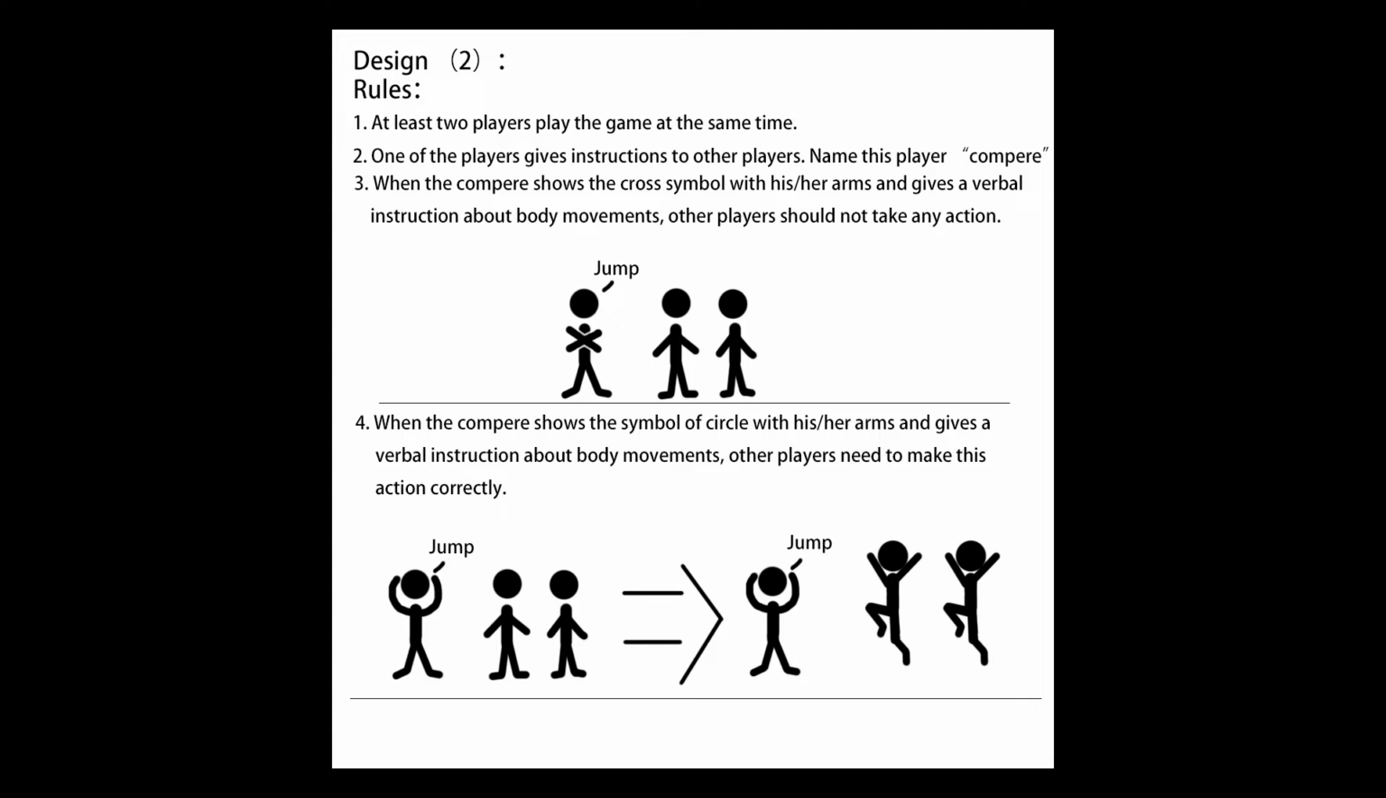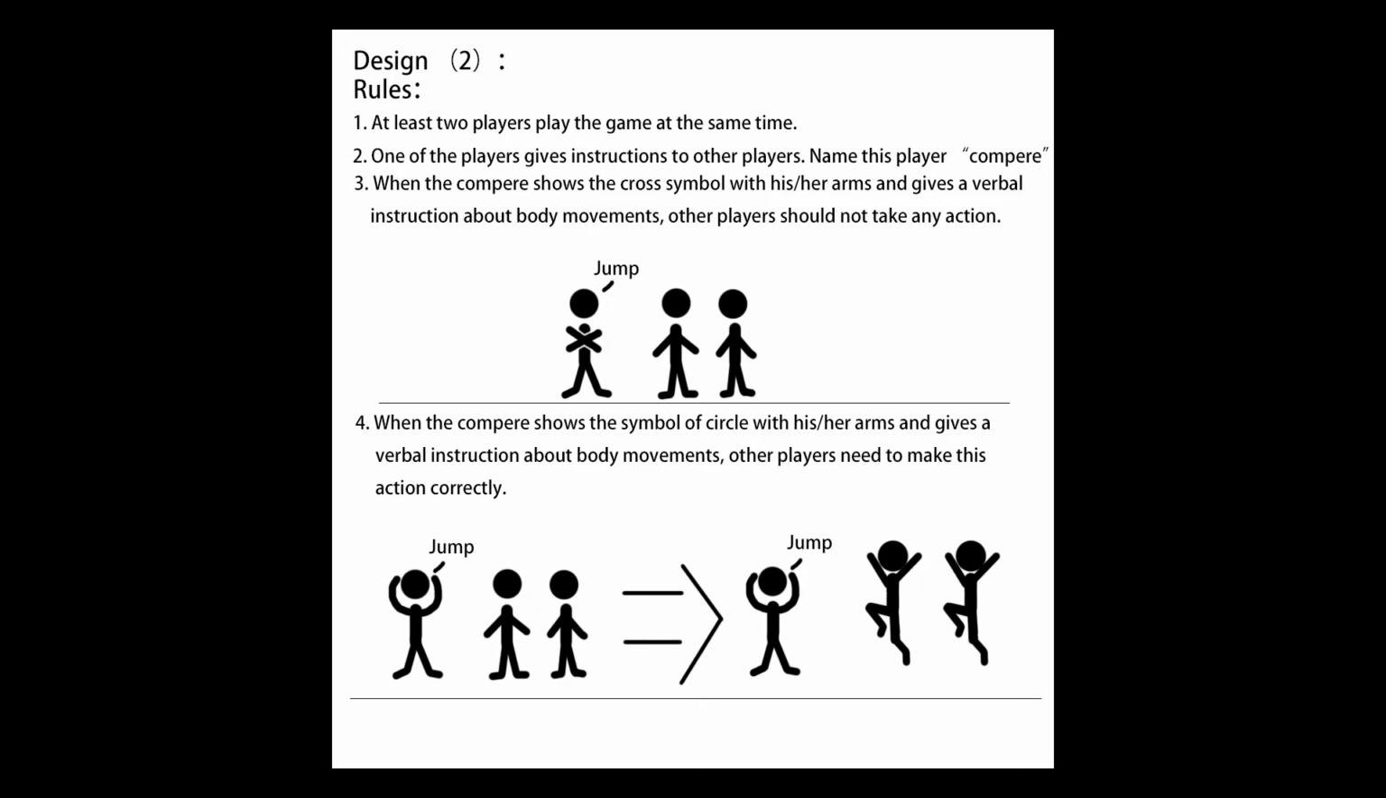It should have at least 2 players play the game at the same time. One of the players gives instructions to another one. Name this player Compre. When the Compre shows the cross symbol of his or her arms and gives a verbal instruction about body movements, other players should not take any action.